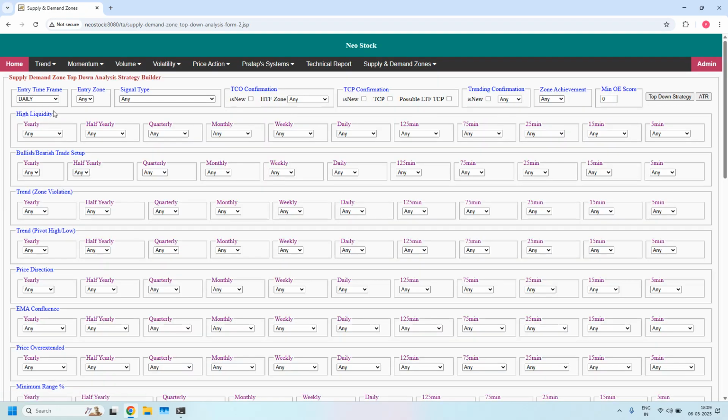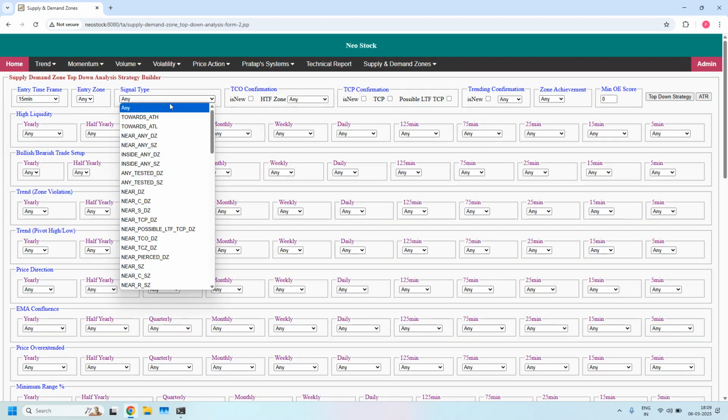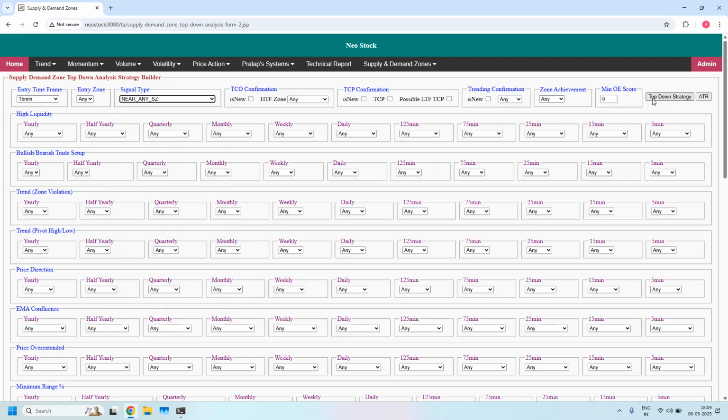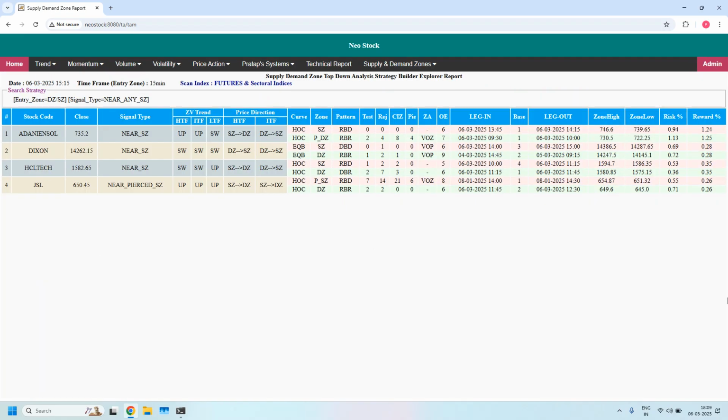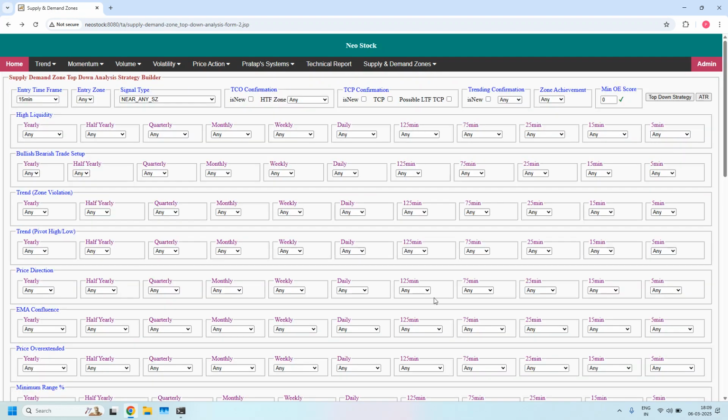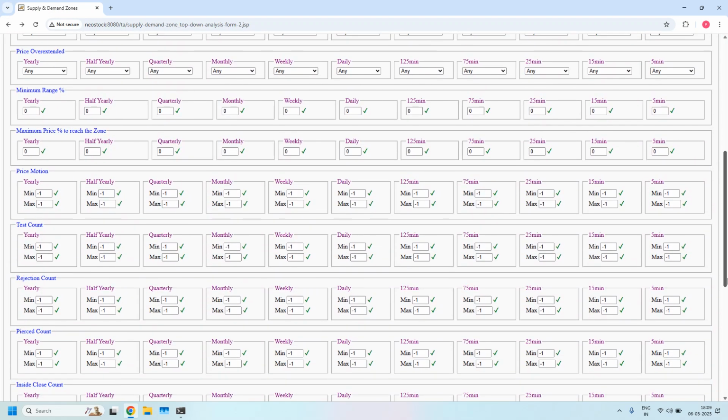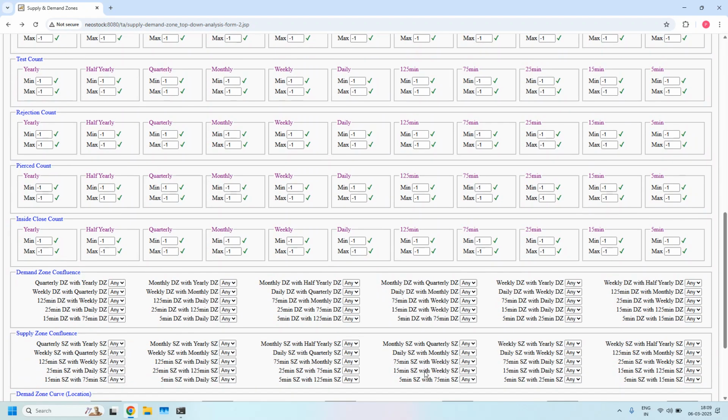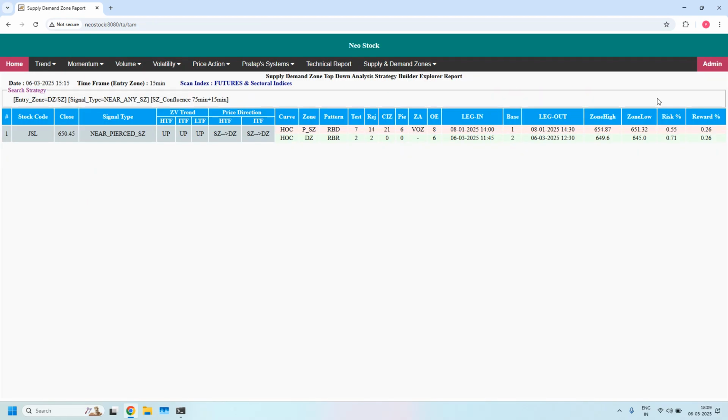Okay, next 15 minutes time frame. Stocks near 15 minutes supply zone. We got 4 stocks. Out of these 4, how many 15 minute supply zones are having 75 minute supply zone confluence? That is ITF supply zone confluence. So I am enabling the filter 15 minute supply zone with 75 minute supply zone confluence. With this filter, out of 4, we got only 1 stock, but unfortunately that is a pierced supply zone.